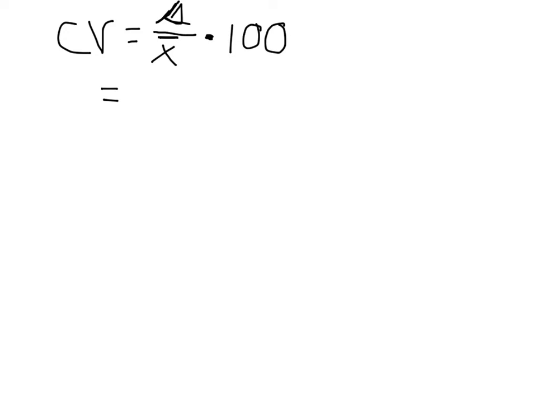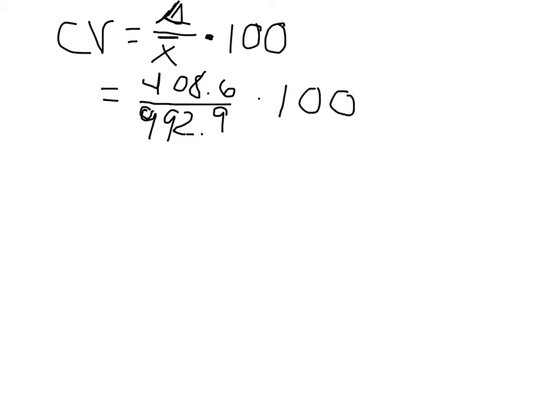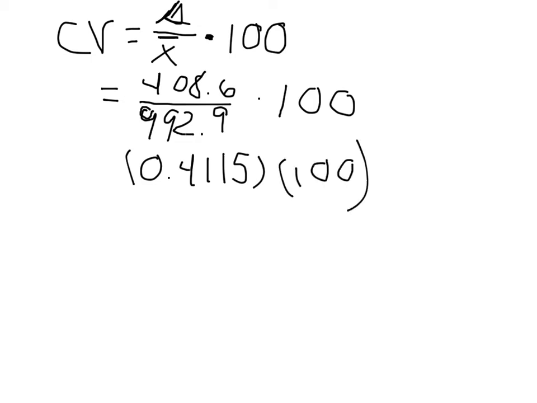going to have 408.6 divided by 992, that's a 9.9 times 100, and that's going to give me 0.4115 times 100, or 41.15.